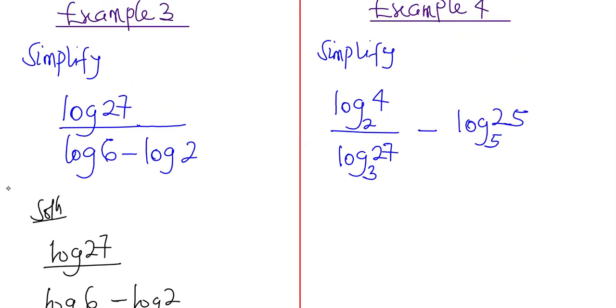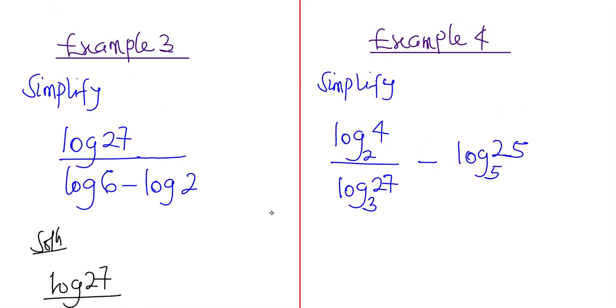Now we have example 4, and it says that we should simplify log 4 base 2 divided by log 27 base 3 minus log 25 base 5.